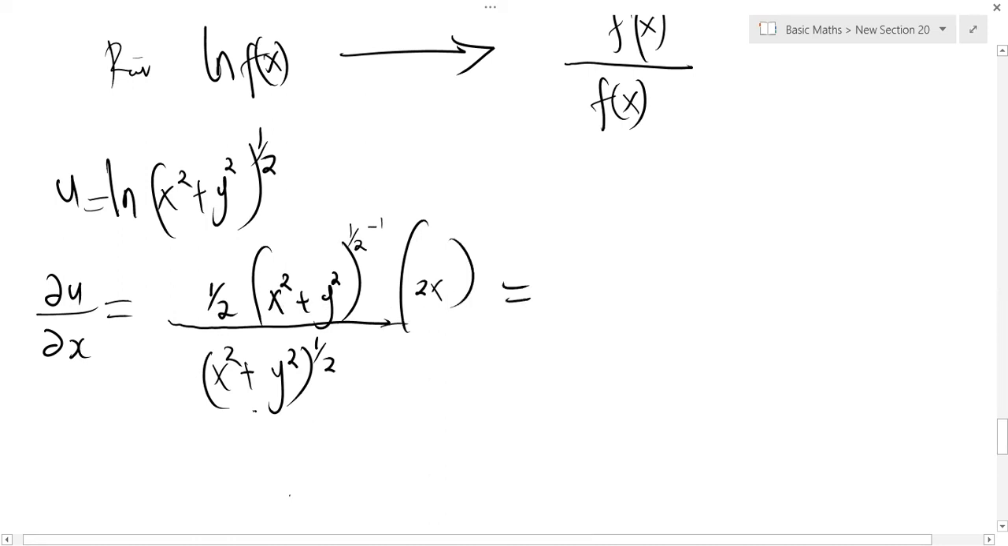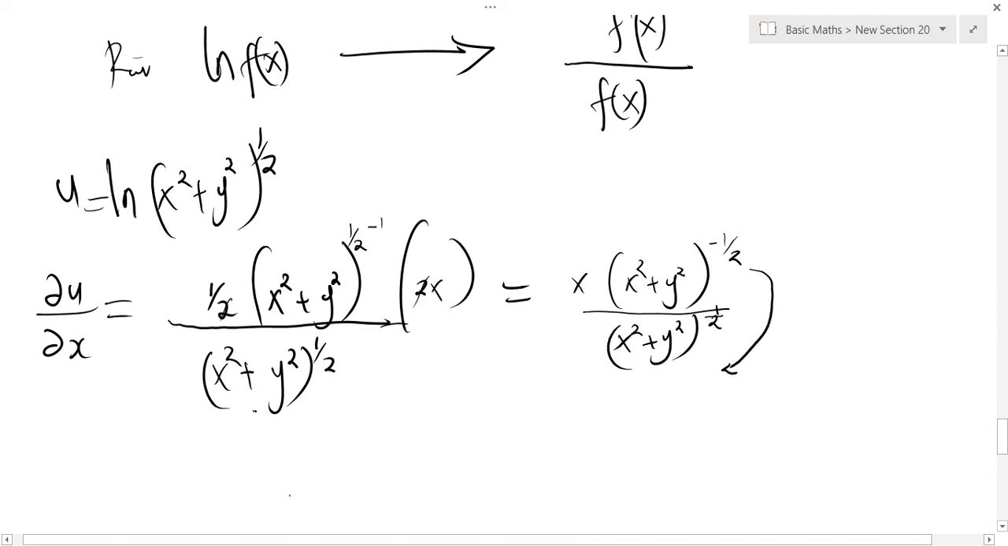So that's what you get. Simplifying this, the 2 and the 2 will cancel. So you have x into x squared plus y squared raised to power minus a half over x squared plus y squared raised to power a half. Bring this down here, the power will become positive. So you will have x, this is raised to power half. If it comes down here, and this is also raised to power half, since they're the same, you add the powers, and we will have x squared plus y squared raised to power 1.